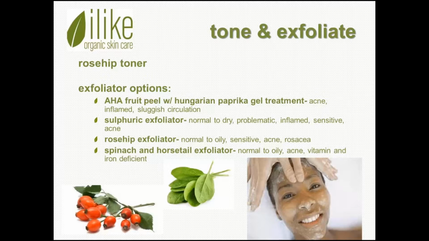With the exfoliating option, of course, we will remove any leftover product with a warm steam towel. If you're using the AHA fruit peel with Hungarian paprika, I encourage you to use a cool towel or even sponges to remove this product, as a warm steam towel may be too sensitizing for a guest once we've increased their circulation.